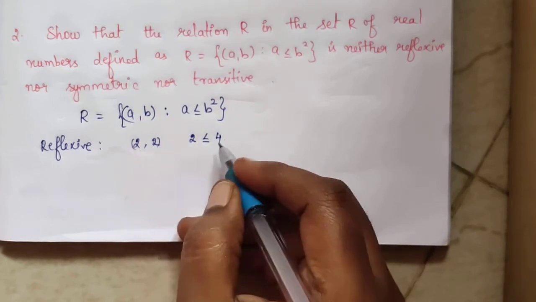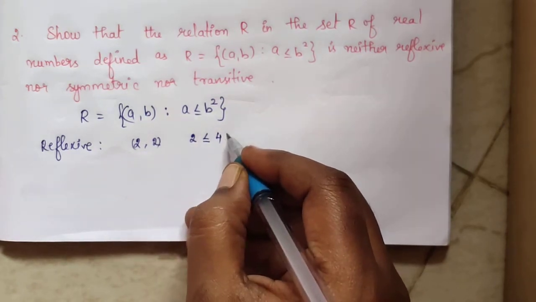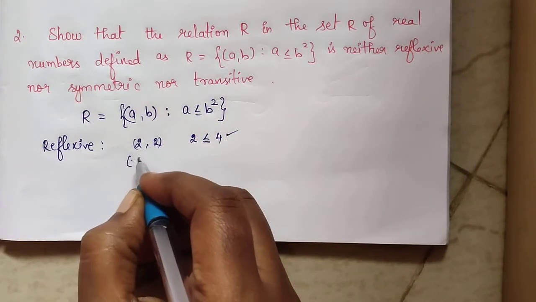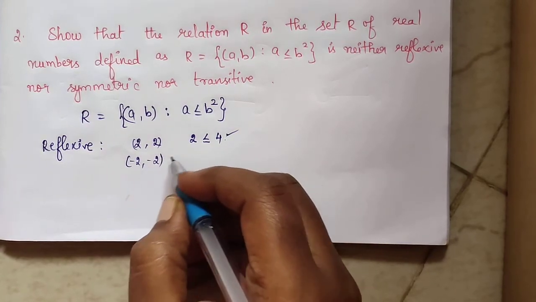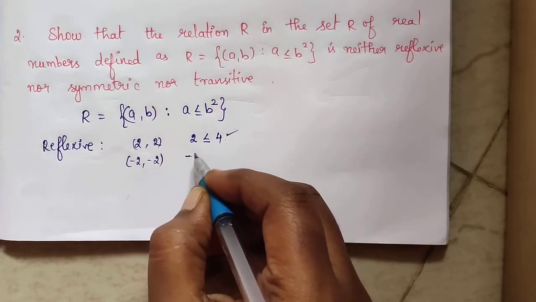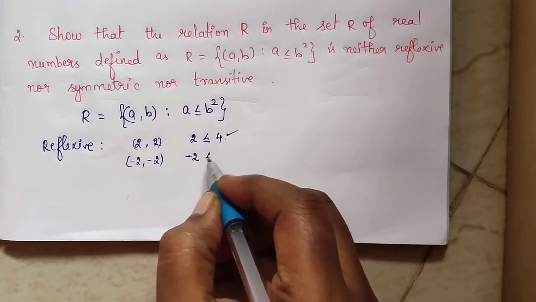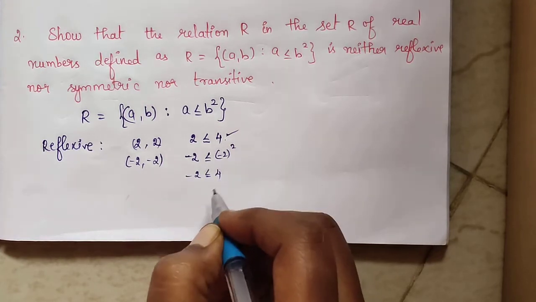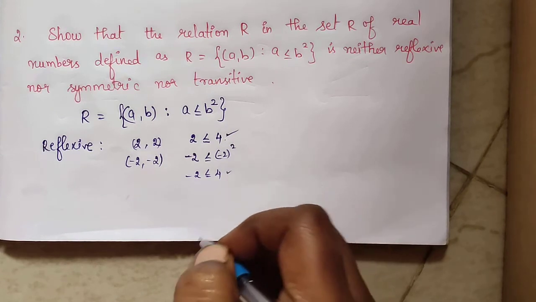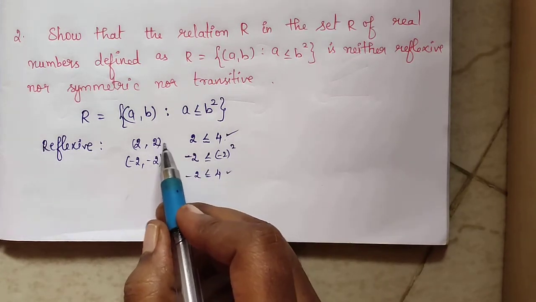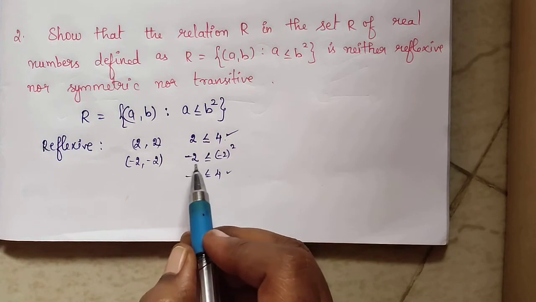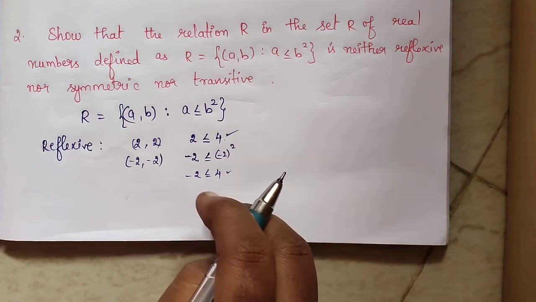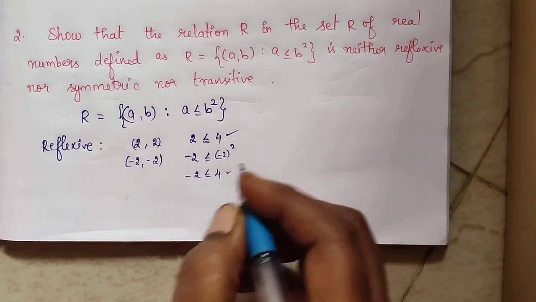So in whole numbers I have checked and the relation is true, but I want to prove that it is not reflexive. Now check the same thing for integers also. Minus 2 is less than or equal to minus 2 whole squared, which is 4, so that also is greater. Now I have checked whole numbers and integers for one number. Now go for the next number, rational numbers.